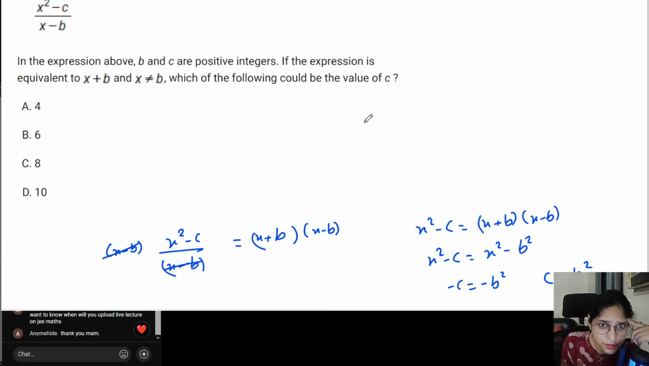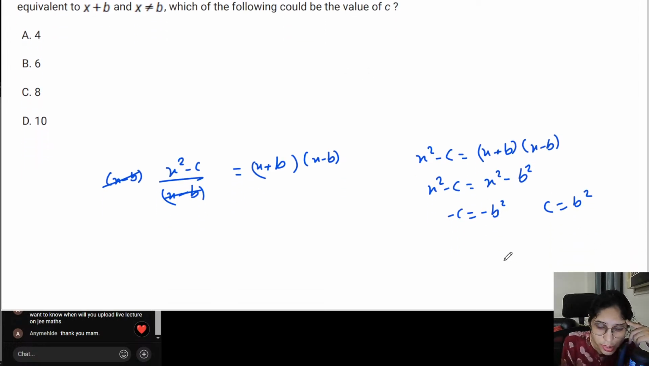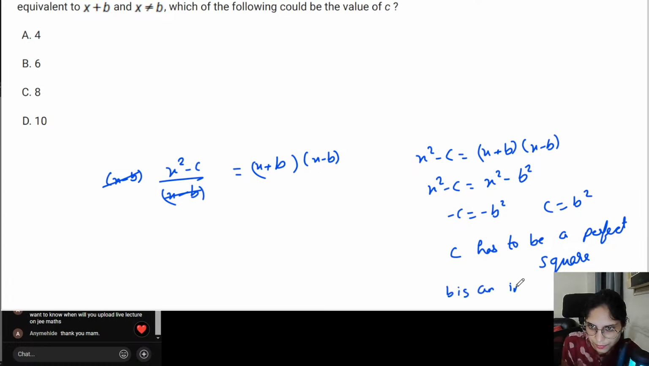Now b and c are positive integers. B is an integer, so c has to be a perfect square. Because b is an integer. So the value of c can be 4 because 4 is a perfect square, 6, 8, 10 are not perfect squares. Okay, because c is b squared, b is an integer. So you have to look for perfect square. 6, 8 and 10 are not perfect squares, 4 is a perfect square.